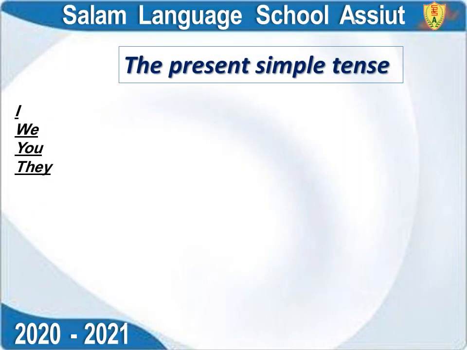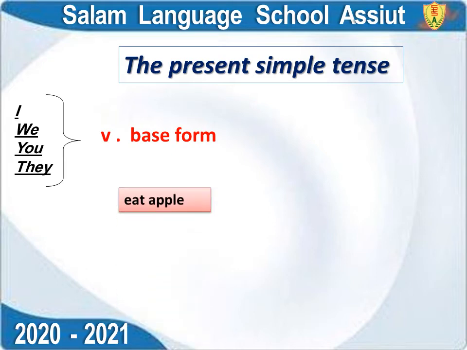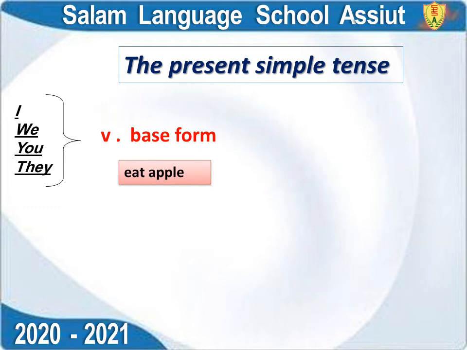The present simple tense. In the present simple tense, we use these subjects, I, we, you, they, plus verb in the base form. يعني الverb في شكله الأساسي. For example, I eat apple. We eat apple. You eat apple. They eat apple. We don't add anything to the verb eat. مش هنضيف أي حاجة للverb.